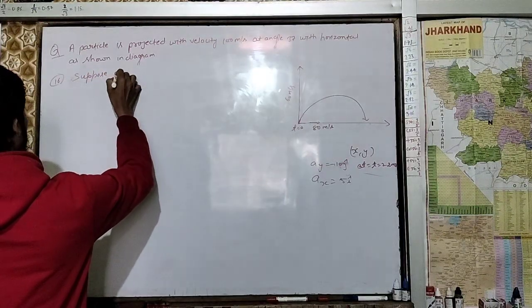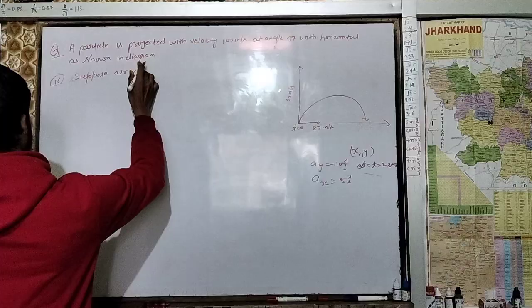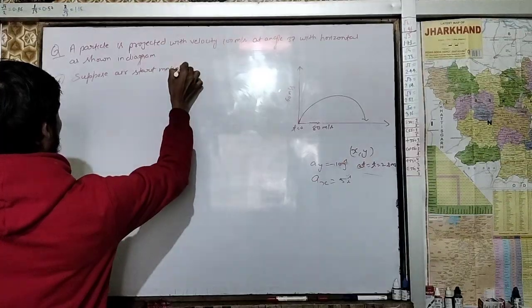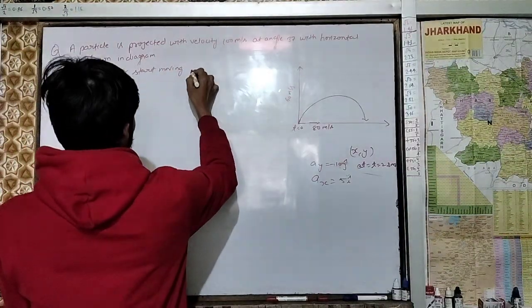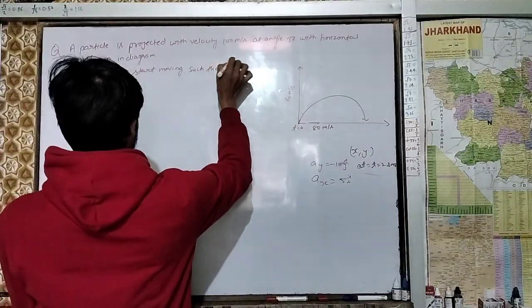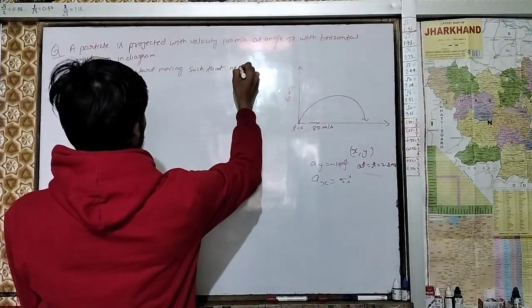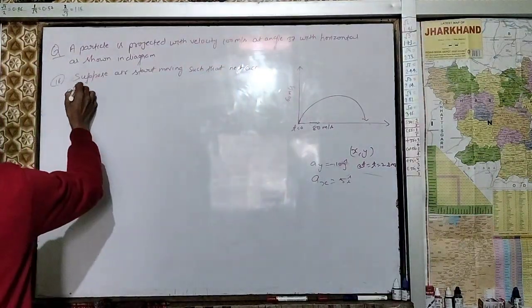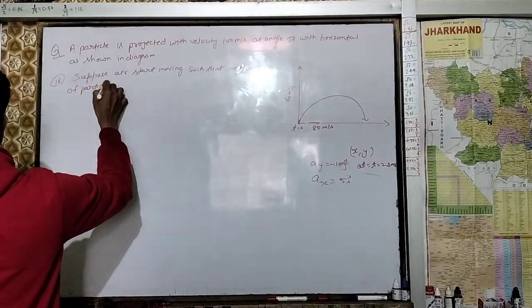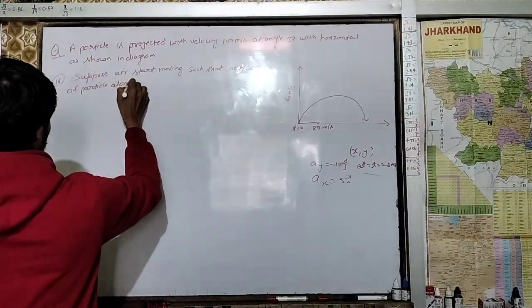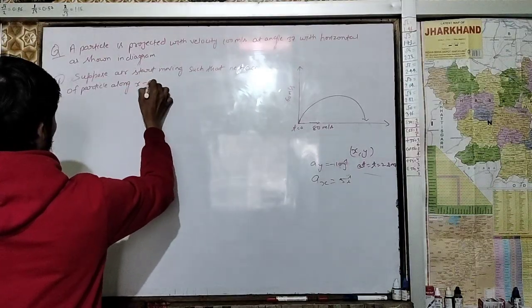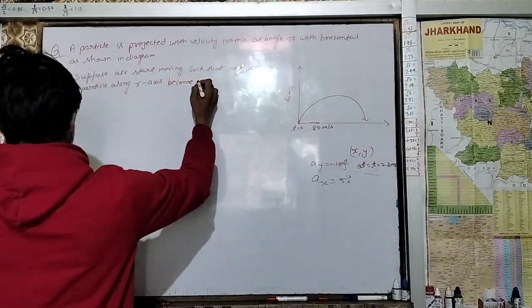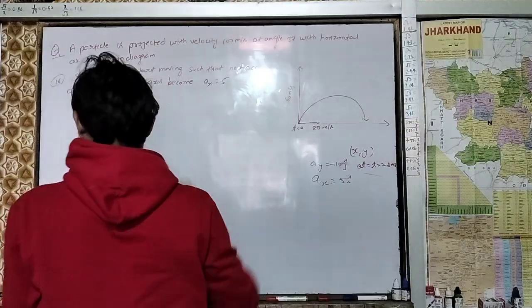Suppose air starts moving such that the net acceleration of a particle along the x-axis becomes ax is equal to 5.